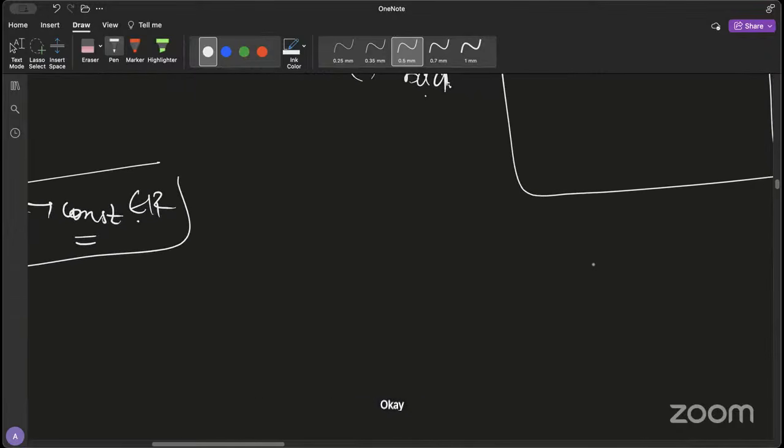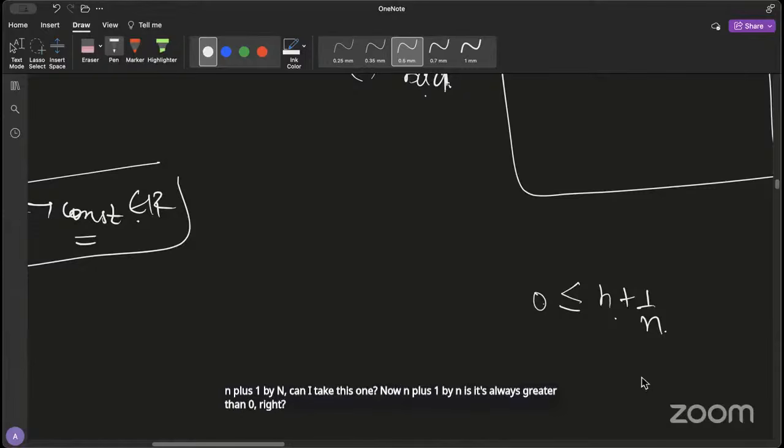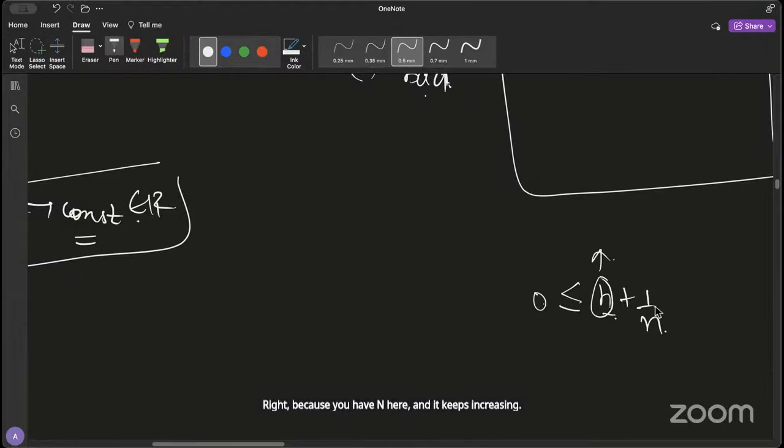Okay, let's say you have 1 by n, right? Or let's not take 1 by n, let's take (n plus 1) by n. Can I take this one? Now (n plus 1) by n is always greater than 0, right? This is a natural number. This is also positive, so this is always greater than 0, but it has no upper bound, right? Because you have n here and it keeps increasing. So that means you don't have an upper bound here, but it's bounded below.